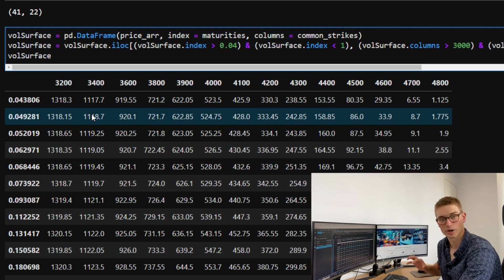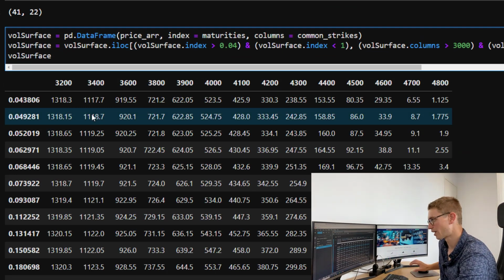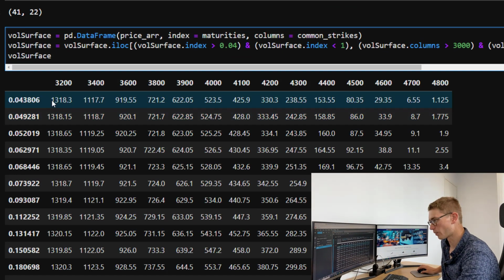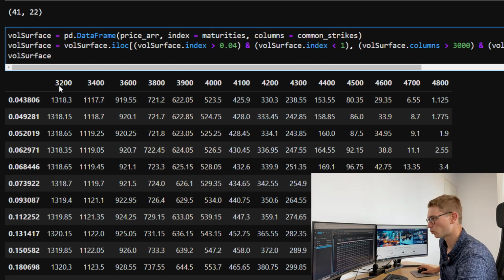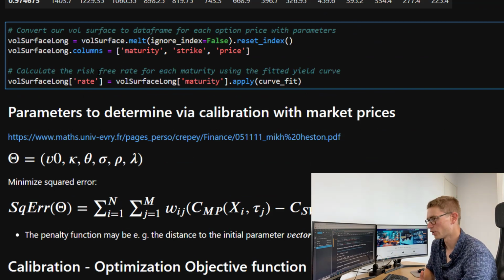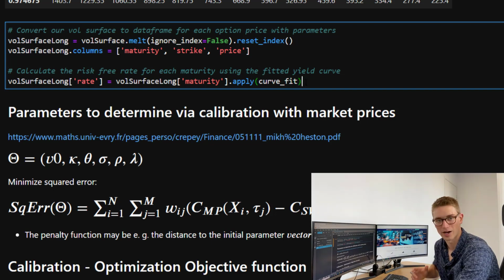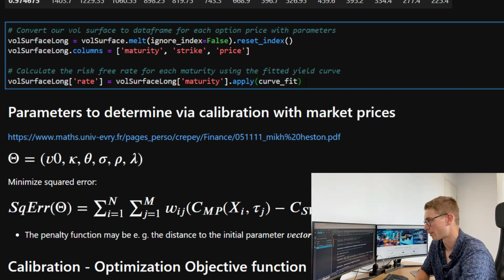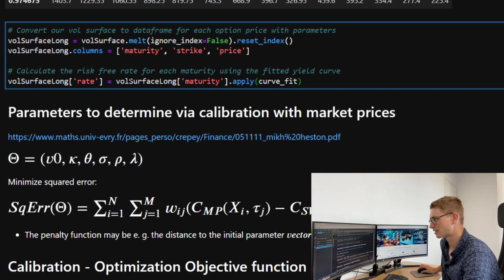So now what I want to do is take this data frame and flatten it, so that we actually get a price for each one of these corresponding maturities and strikes. Then once you've done that, you're going to create another column called the rate, where we take the maturity and apply the curve fitted by our yield curve. So we're just going to find out what the risk-free rate is using our parameterized model from NSS to fit the risk-free rate into this pandas data frame.